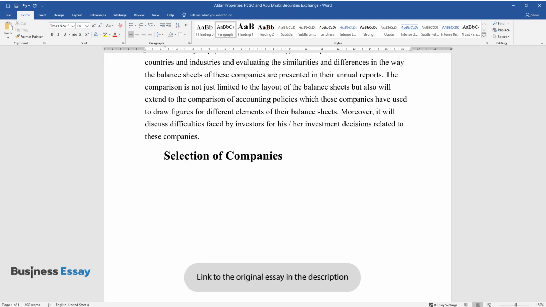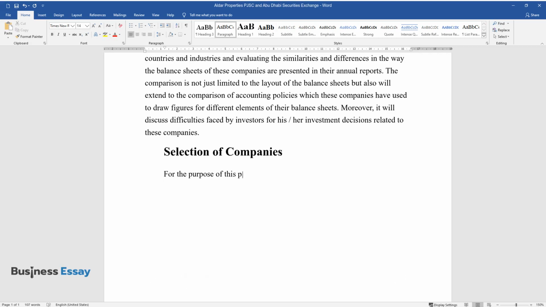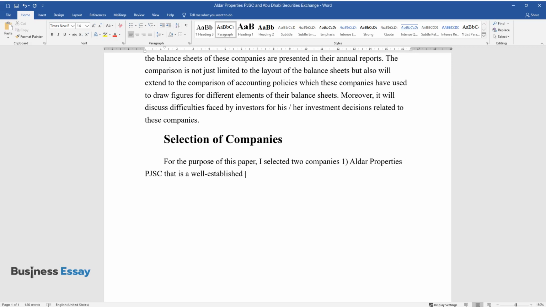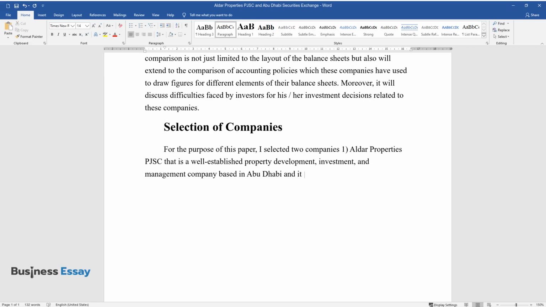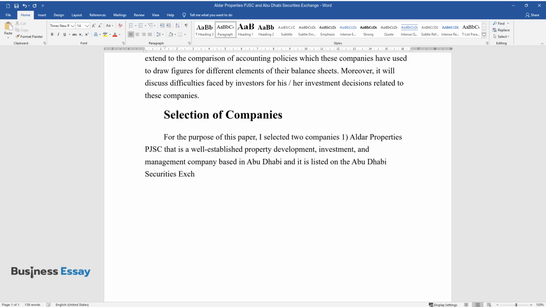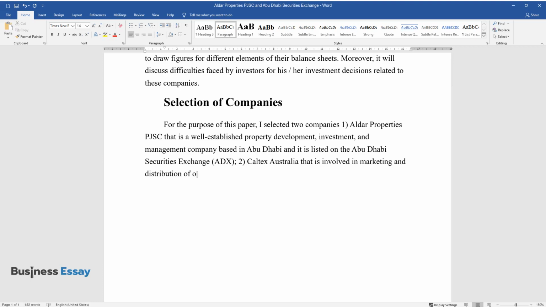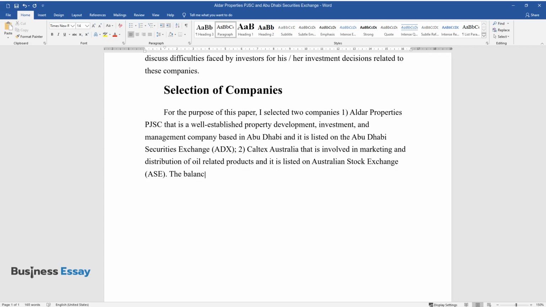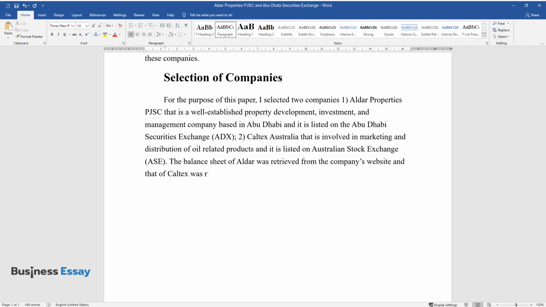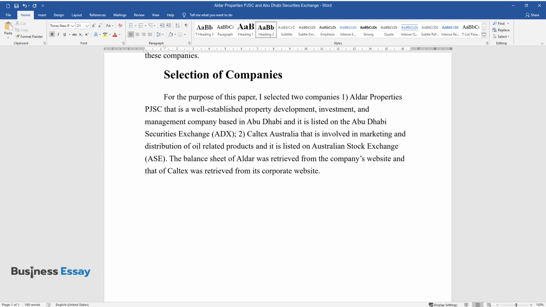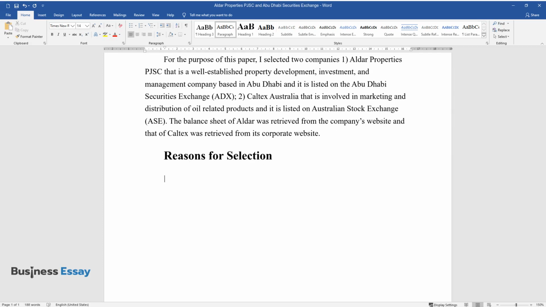Selection of companies. For the purpose of this paper, I selected two companies. 1. Aldar Properties PJSC, a well-established property development, investment, and management company based in Abu Dhabi, listed on the Abu Dhabi Securities Exchange, ADX. 2. Caltex Australia, involved in marketing and distribution of oil-related products, listed on the Australian Stock Exchange, ASE. The balance sheet of Aldar was retrieved from the company's website and that of Caltex was retrieved from its corporate website.